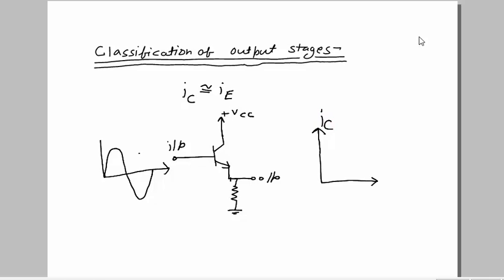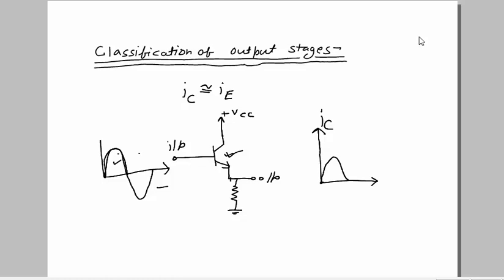Okay, IC or IE are the same, and here this circuit is not biased. It means the transistor will be on and off only by the input signal here. So during the positive half cycle, the transistor will be on, and that time the output will follow the input. Now during the negative half cycle, what will happen?